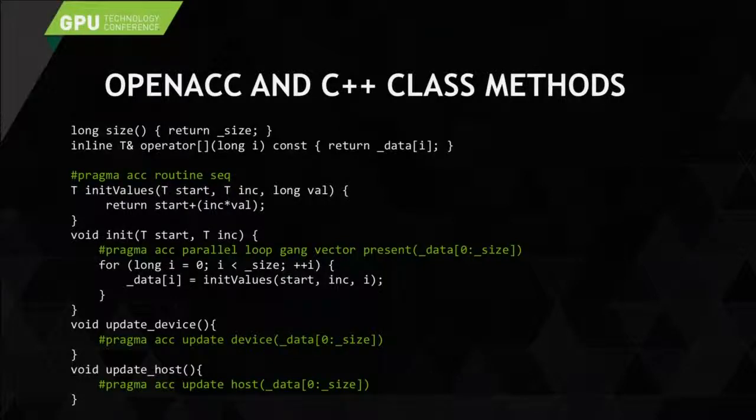Then right here, I've added my copy methods. So when the user calls update device from the main program, it does this update device. Update is when you have a data region, and at some points you need to synchronize or make the data consistent between the host and the device. This is how you do it in OpenACC. You say update host or update self. Yes?